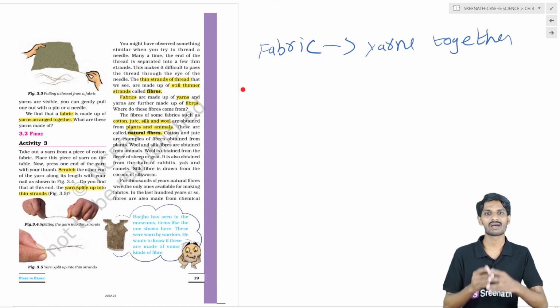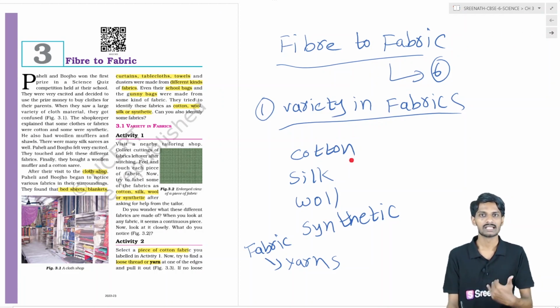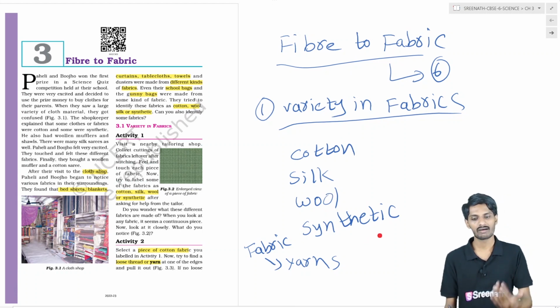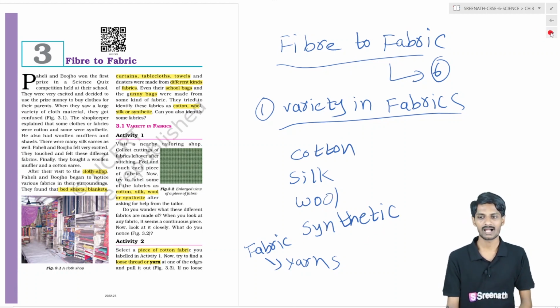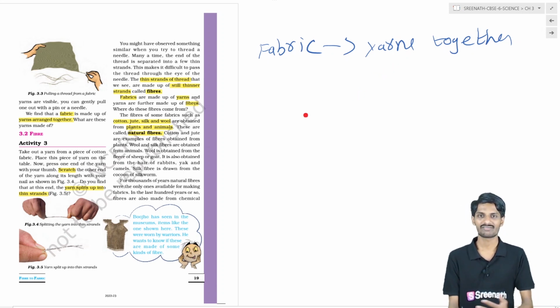So this is about the fabric. In the cotton fabric there will be yarns, in the silk fabric there will be yarns, in the wool fabric there will be yarns. Wool is not written like this, it is written like this. And in synthetic fabrics also there are yarns. So finally, fabrics are made with yarns. This is the first topic we have completed.